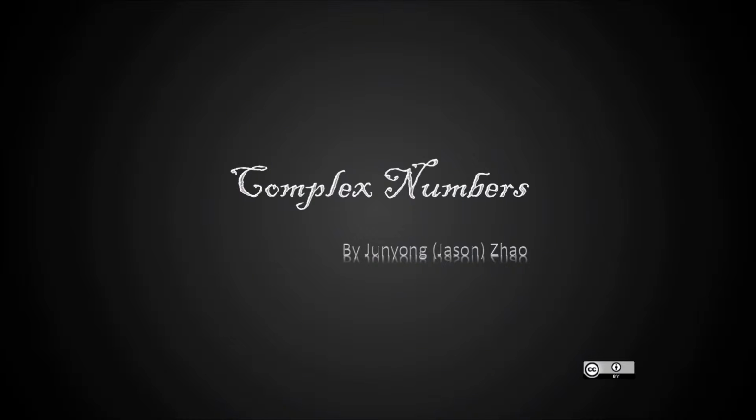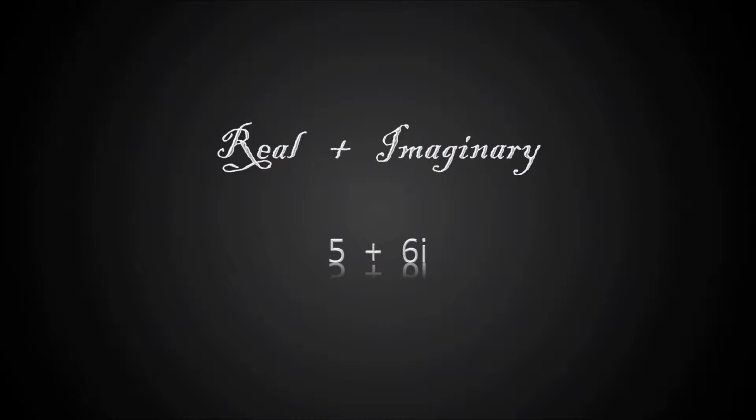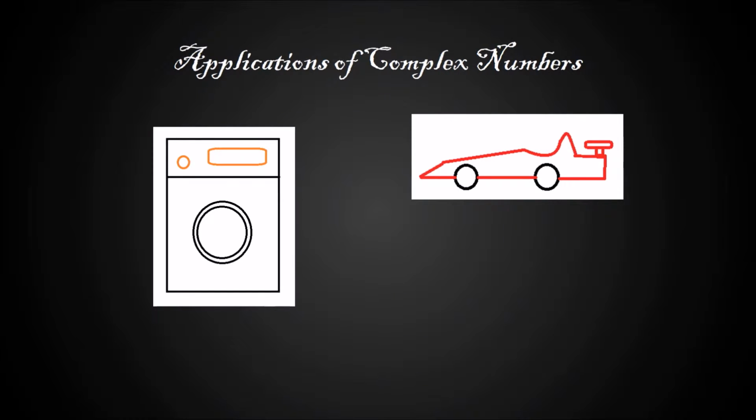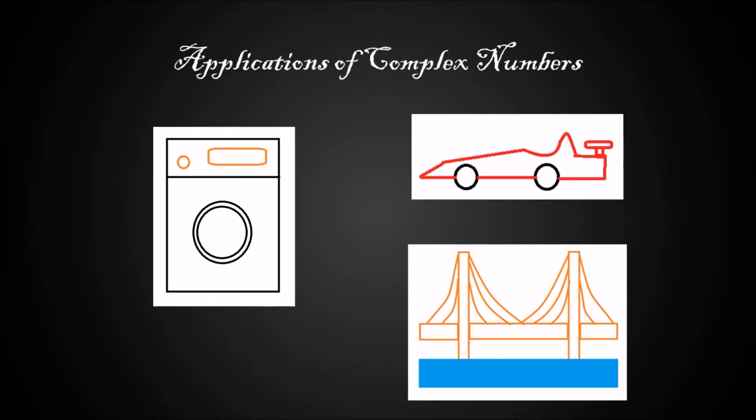Complex numbers are numbers that have a real part and an imaginary part. They're involved in the development of many objects you use every day, from your washing machines to the electromagnetic waves your internet relies on. They're also used to model satellite positioning, the behaviors of suspensions on an F1 racing car, and how suspension bridges would react under different wind conditions.